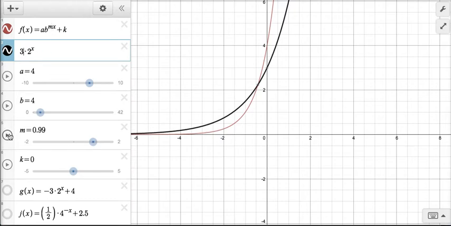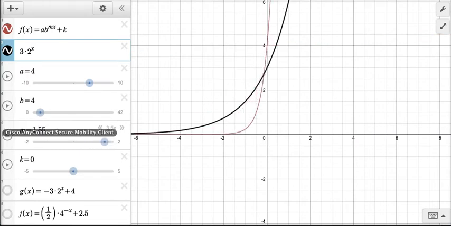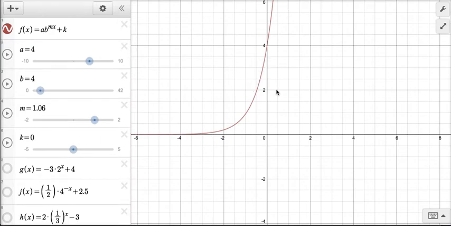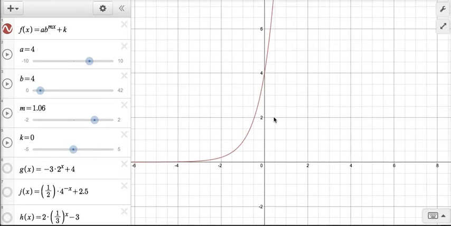M is the thing that kind of makes it go. So look at this red one. It's making it get narrower and wider, and when it gets negative, it flips it this way. And when it's positive, it orients this way. Good. So we'll leave that there. And I wanted just to show this 3 to the 2 times 2 to the x to illustrate what the A is. It's the 3, and what the B is. It's the 2.